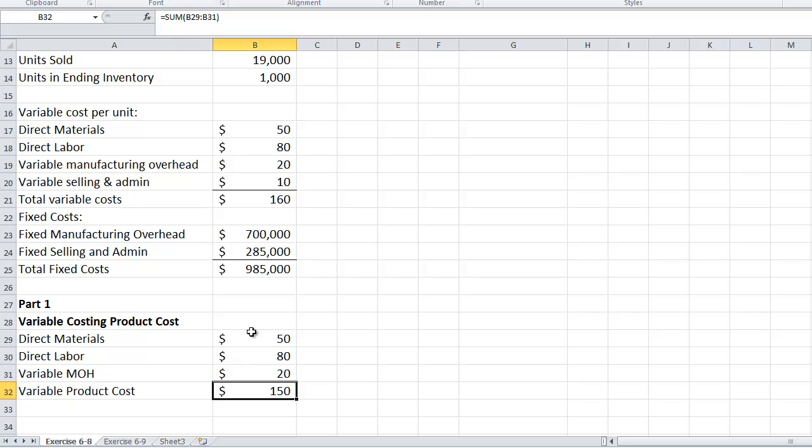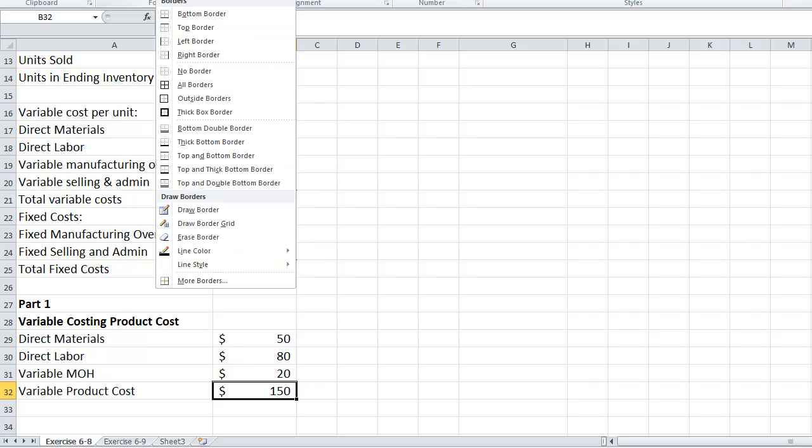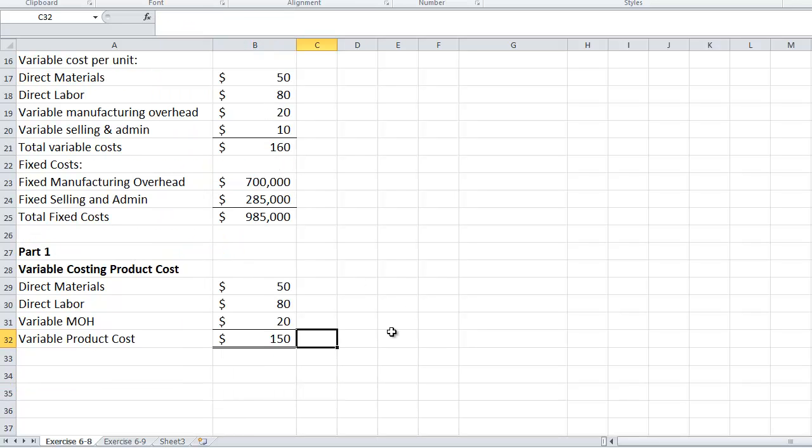And our variable product unit cost is $150. So this includes all the variable expenses directly related to the product. The next thing we're going to do is make a contribution margin income statement. This is similar to the ones that we've made in the other chapters.